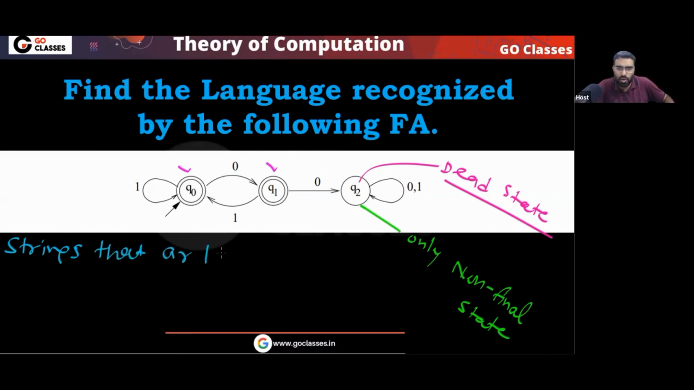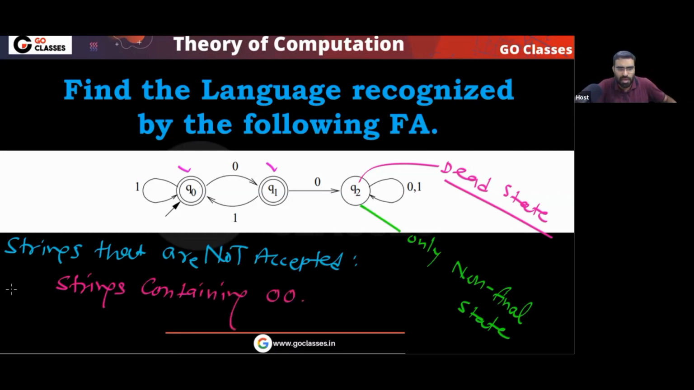Which strings are not accepted? You can easily notice that strings containing consecutive zeros, or I can say strings containing 0, 0. If the string contains 0, 0, then that string is not accepted. All the other strings are accepted. If the string contains 0, 0, then you will go to the dead state, and that string is not accepted.